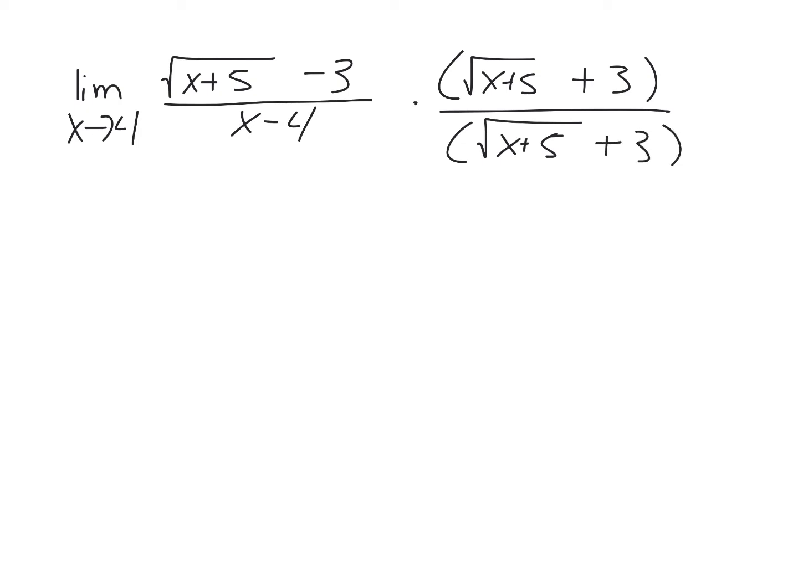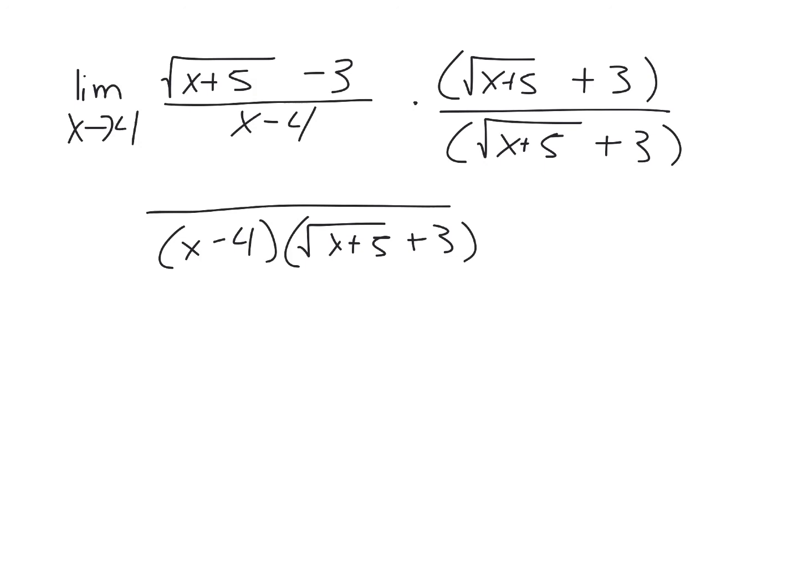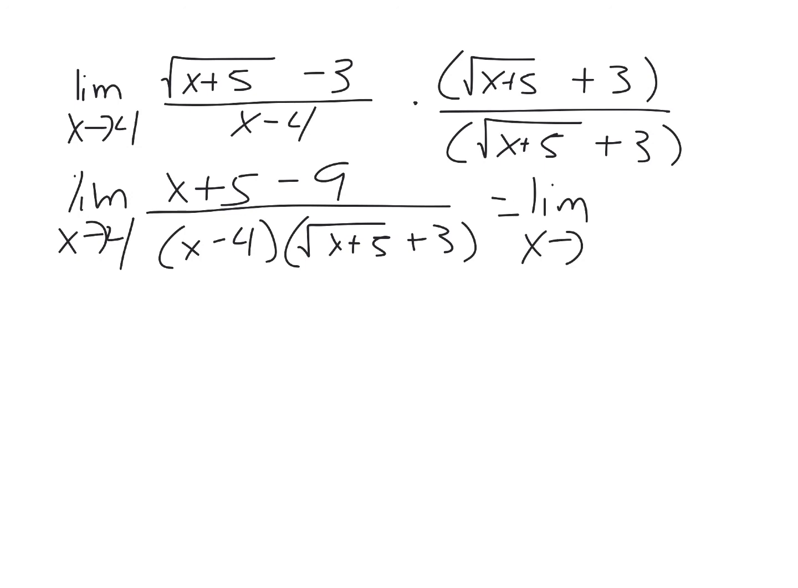So I'm going to leave the denominator as is for now. And then the numerator, if we FOIL out, we're going to get x plus 5 minus 9, which we then evaluate and simplify a little bit. So we're going to get 0 over 0 so far, but look what we got. I can't put an equal sign yet. I need to still write the limit out for proper notation. We still have to write the limit out until we actually finish evaluating that limit.